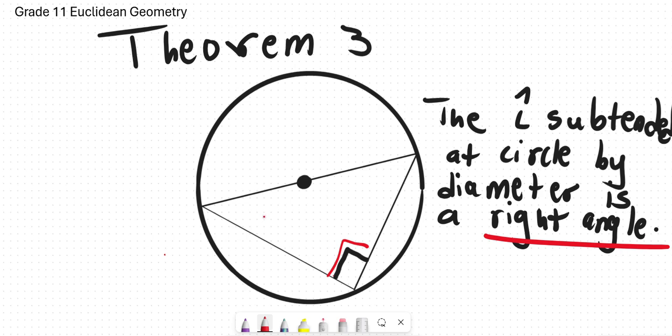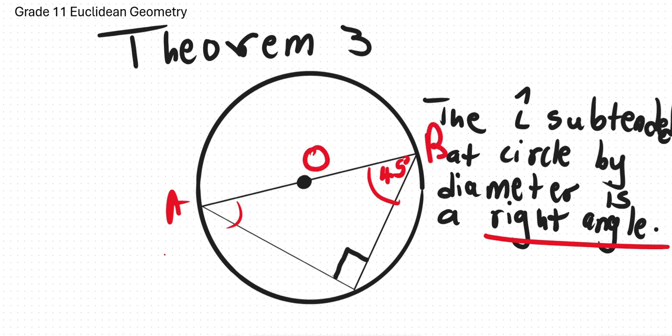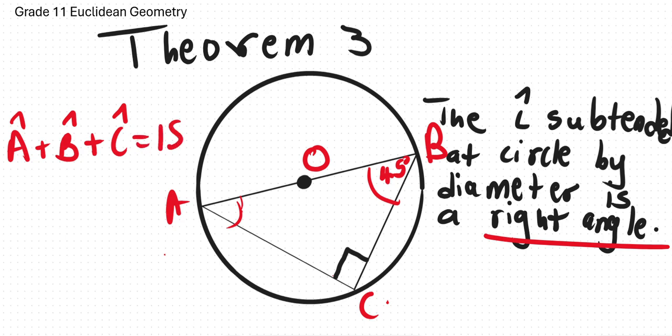Okay, so why is it important for you to know this theorem? Sometimes they might give you a diameter, then give you an angle over there, let's say maybe it's 45 degrees. You have this angle, but they say then calculate this other angle. Maybe you are given A, O, B, C. For you to calculate that angle, you know the sum of angles add up to 180, right? Which means you're going to say angle A plus angle B plus angle C is equal to 180.